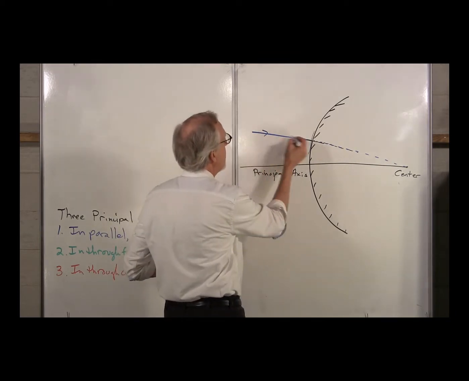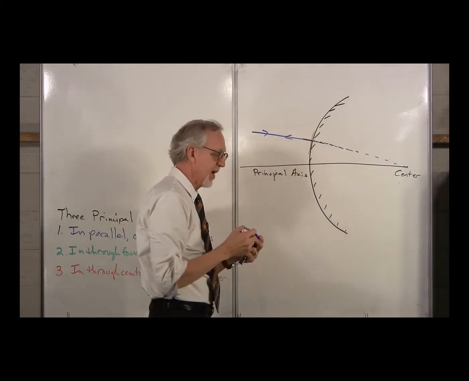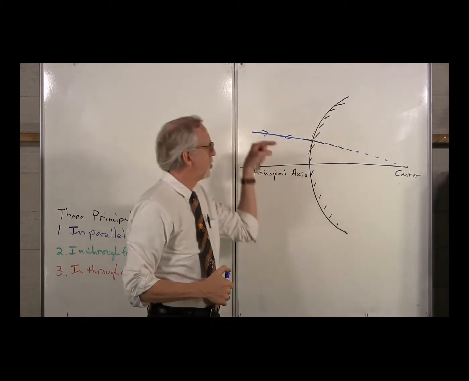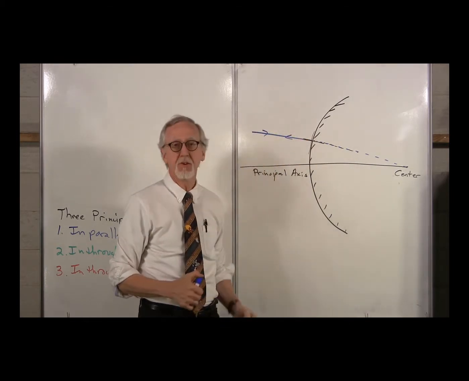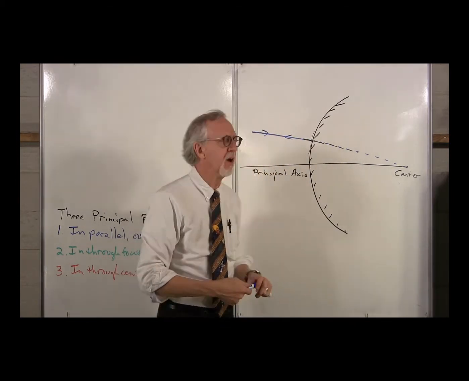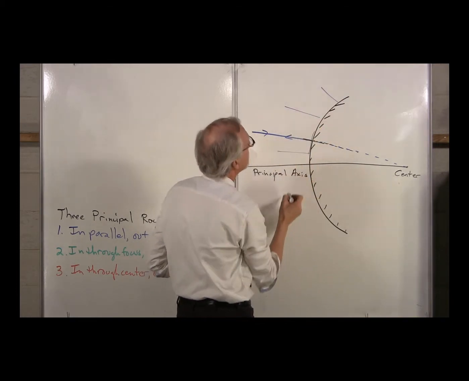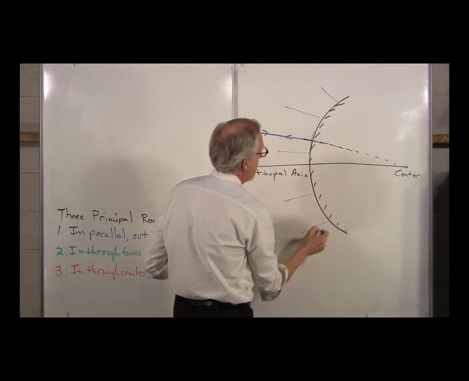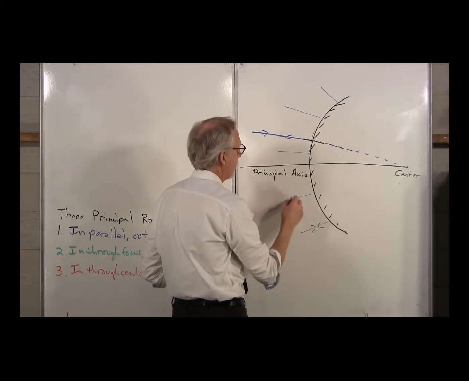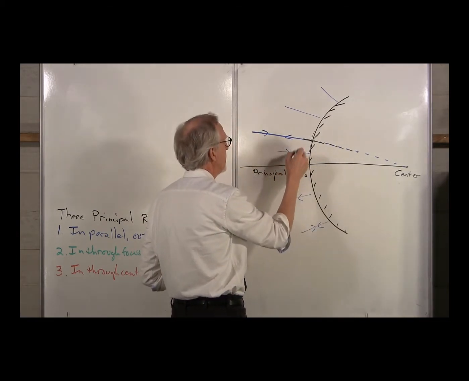So the ray comes in and reflects right back out on itself. Toward the center, away from the center. And again, it doesn't matter where this ray is, as long as the ray comes in toward the center. I'm trying to draw these toward the center. However it goes in, it's going to reflect right back out on itself.